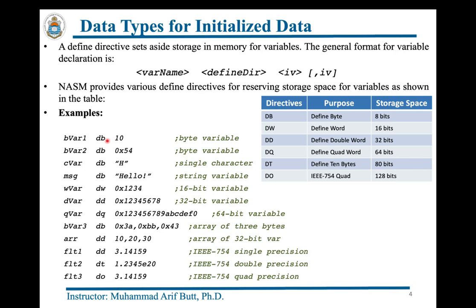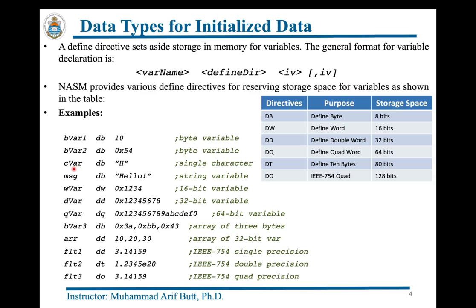I think we have talked about this when I described the structure of x86-64 assembly program in my previous session. Anyway, just for a recap, NASM provides various define directives for allocating space for variables, and the define directives db, dw, dd, dq, dt and do are briefly described in this table, and I have also shown certain examples of declaration for better understanding. For example, this bvar1 is the name of a variable, and this db means define byte, and this decimal 10 is the initialization value.